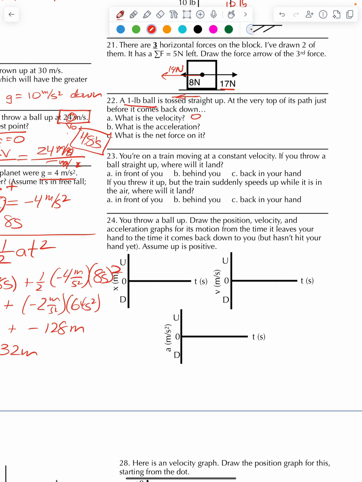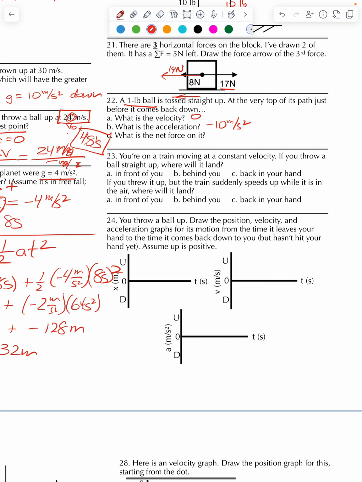So what would it be doing there? Hovering forever? No, it is accelerating. Gravity does not turn off just because a ball reaches the top of its path. Gravity is still pulling on it. So the acceleration is still negative, if we want to call down negative. We don't have to, but if we're saying down is negative, it's 10 meters per second squared, or 9.8 if you want to be more exact.